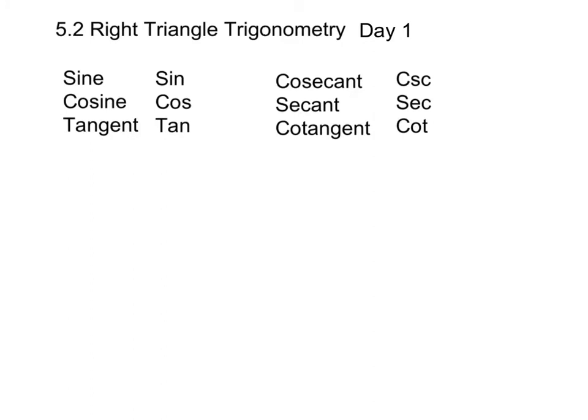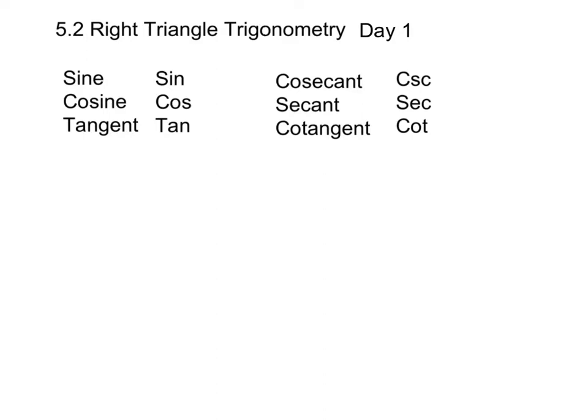They are sine, which is abbreviated SIN, cosine, COS, tangent, TAN, and then their reciprocal functions are cosecant, secant, and cotangent. So anytime they ask you to find the 6 trig functions, these are the 6 that we are referring to.